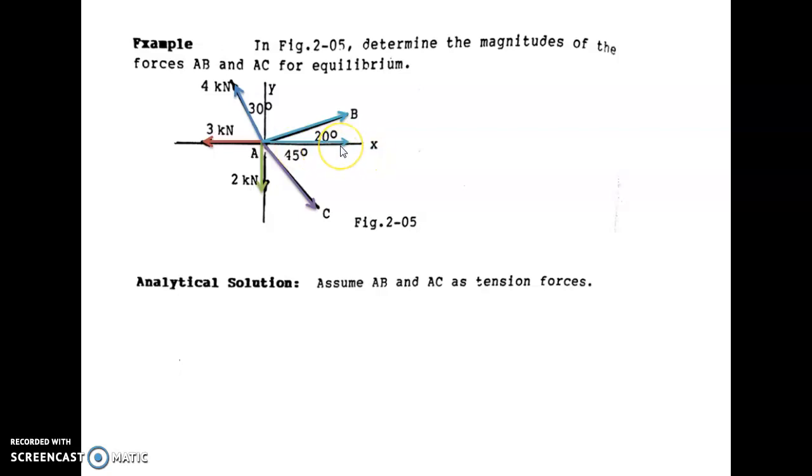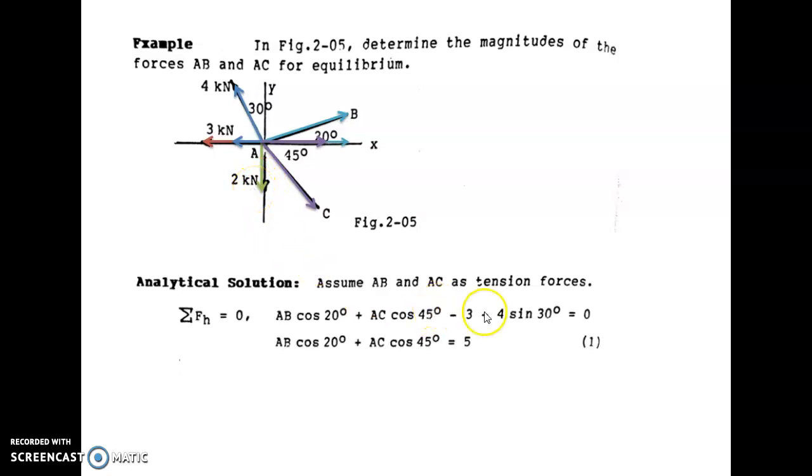Okay, so yan, yung AB, yung AC, okay, ito yung sa X component ni 4 kilonewton. So, si 3 kilonewton, ang X component niya is 3. Yung 2 kilonewton naman is walang component. So, therefore, ito yan. Ano? So, magagamit natin itong equation na to, okay, later on. Sabihin natin siya si equation 1.